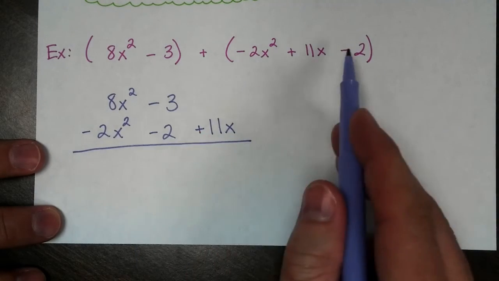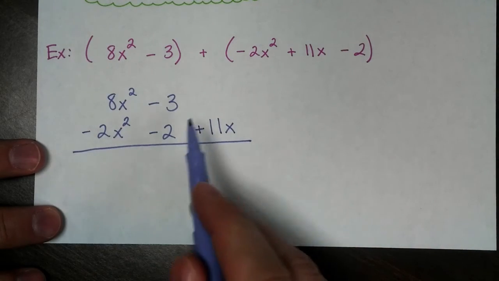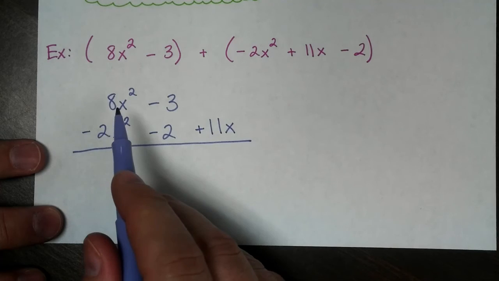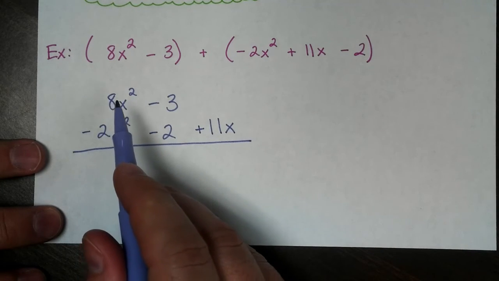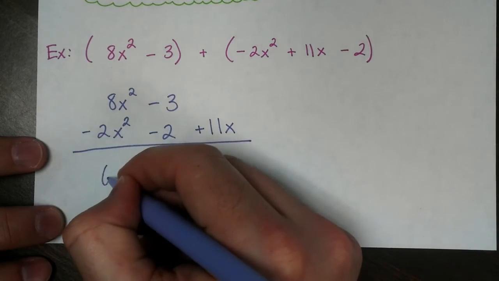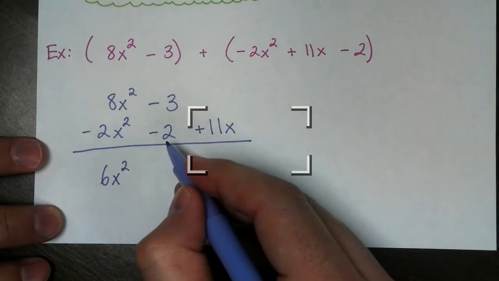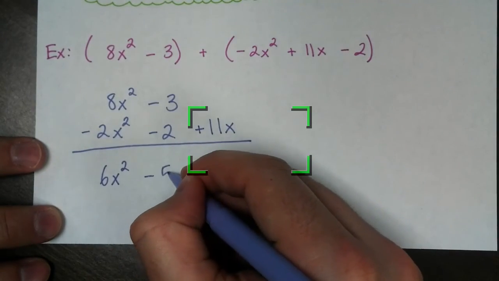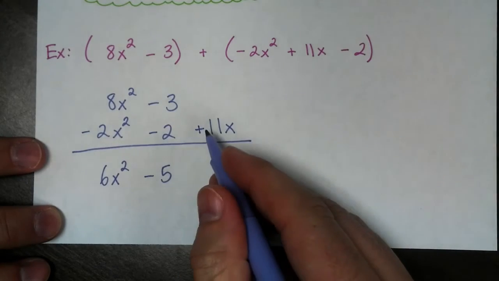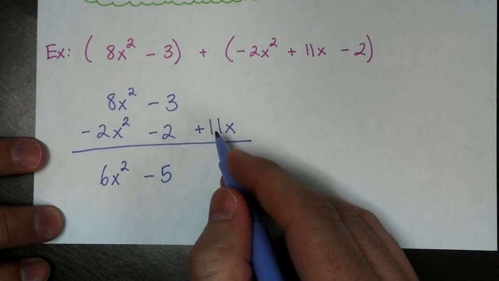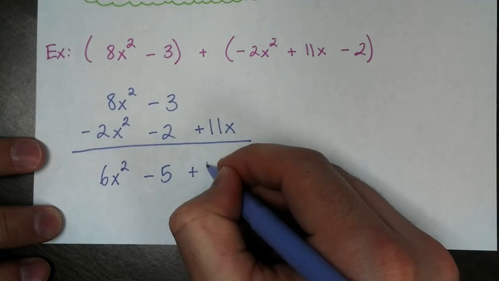So we brought everything down. Notice it's all down here. It's in a different order, which is okay. So now let's just go ahead and combine. So 8 minus 2 would be 6x squared. Negative 3 minus 2 would be negative 5. Did anything combine with this positive 11x? No, so we just bring it down.